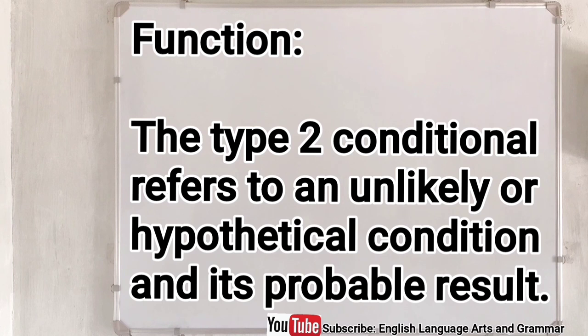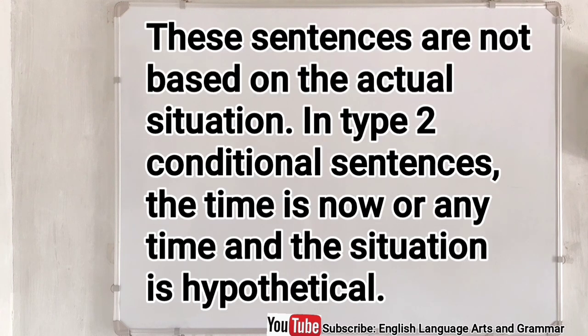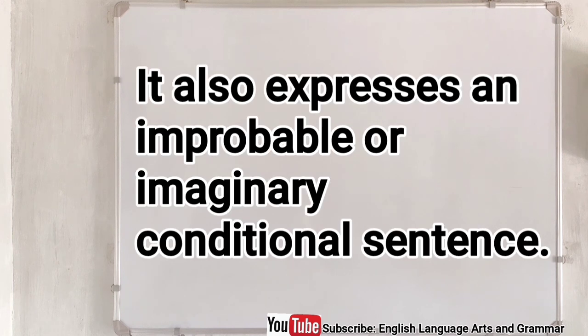Let us learn the function of it. The type 2 conditional refers to an unlikely or hypothetical condition and its probable result. These sentences are not based on the actual situation. In type 2 conditional sentences, the time is now or any time and the situation is hypothetical. It also expresses an improbable or imaginary condition.